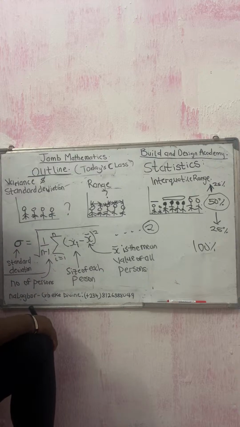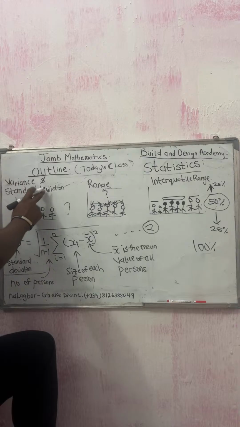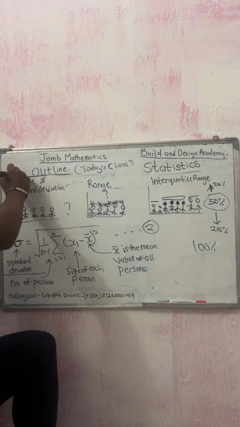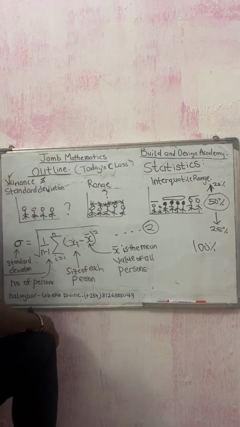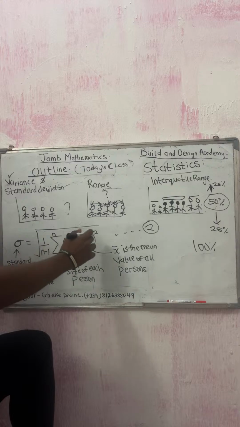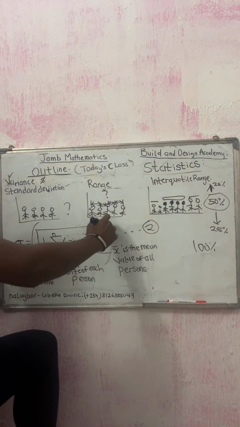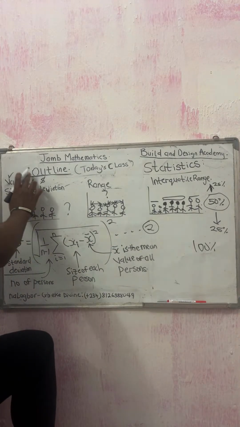Now, let me give you the difference between standard deviation and variance. We have variance and standard deviation. Let me just give you the difference between both of them. For variance, take note, the variance is the squared variable. It is the squared standard deviation. For variance, you put all these things into brackets and square it.